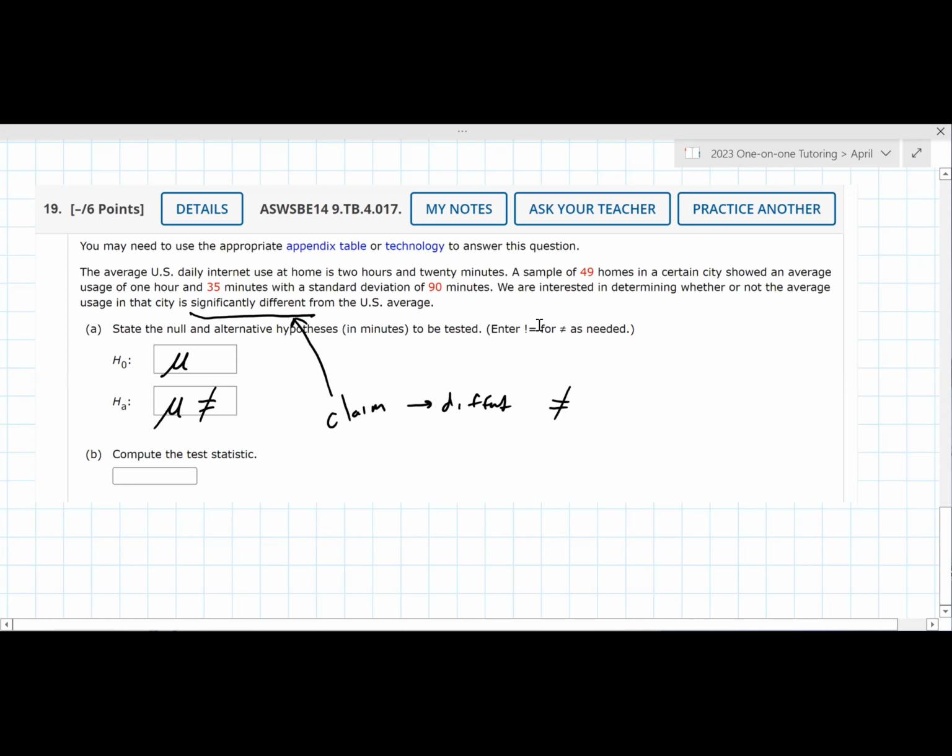So just to be clear, to enter that, it's this exclamation point followed by an equal sign. When you hit the space bar, it should automatically convert that into that symbol there. You definitely don't want the other one, but you have to type that and it should convert. Oh, it doesn't. I don't see it converting.